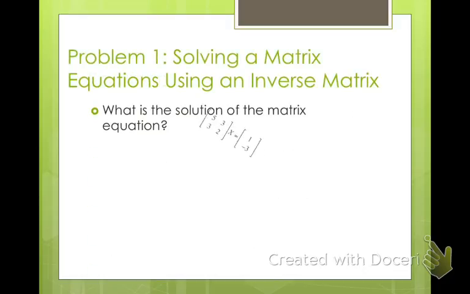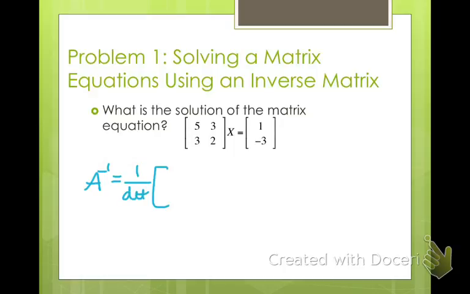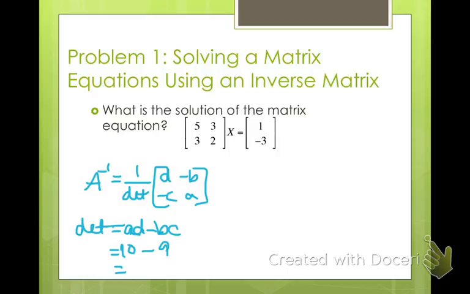So what's the solution of this matrix equation? [5, 3; 3, 2] times x equals [1; -3]. So we need to find the inverse, and to find the inverse, first we have to find our determinant. Remember, A inverse equals 1 over the determinant times [d, -b; -c, a]. So the determinant is ad minus bc. We're going to take 5 times 2, which is 10, minus 3 times 3, which is 9. So our determinant is 1.